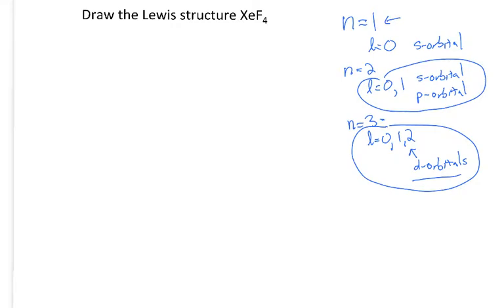The first example that we're going to do is xenon tetrafluoride. Xenon is the least electronegative element among those, so xenon is my central atom. The fluorines will be arranged around it as terminal atoms. When I count up my electrons, I've got 4 fluorines, each with 7 valence electrons, and the xenon has 8 valence electrons. So when I add those up, I get 36 electrons to use.